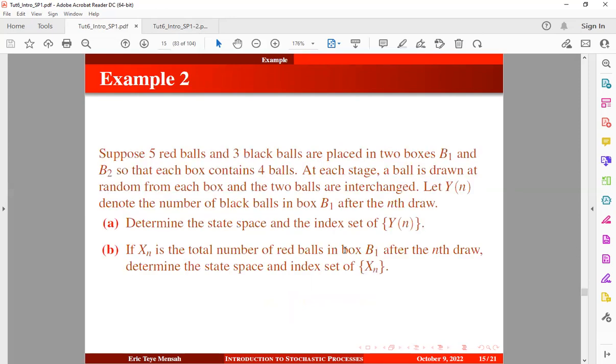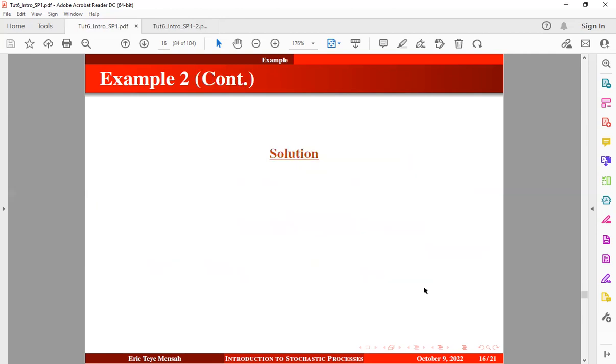Suppose 5 red balls and 3 black balls are placed in 2 boxes, B1 and B2, so that each box contains 4 balls. At each stage, a ball is drawn at random from each box, and the 2 balls are interchanged. Let y index n denote the number of black balls in box 1 after the nth draw. I want to determine the state space and the index set of this process, y index n. And secondly, if x index n is the total number of red balls in box 1 after the nth draw, we want to determine the state space and the index set of this process as well. So let's take a look at the first part.